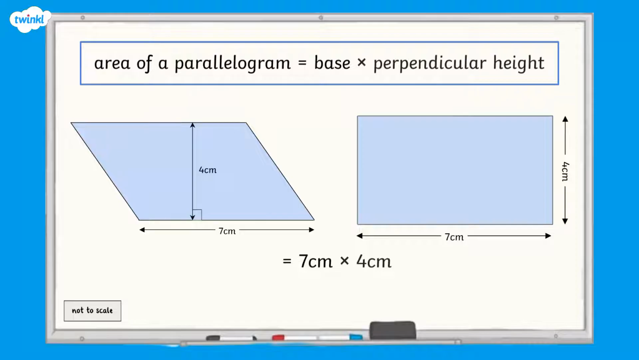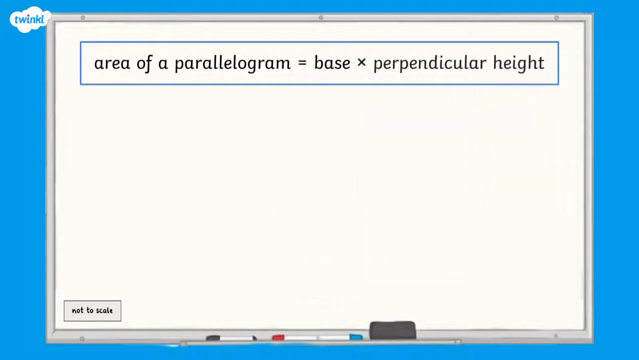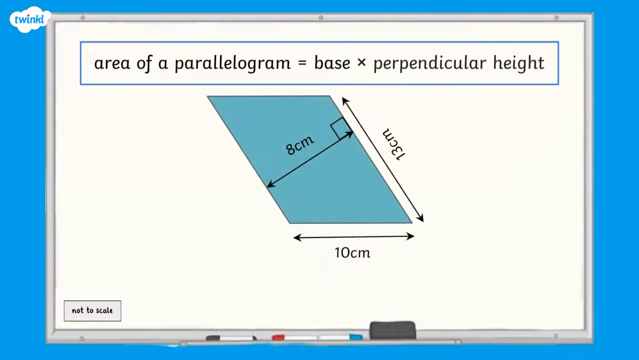7 centimetres multiplied by 4 centimetres equals 28 centimetres squared. We can apply this formula to any parallelogram. Sometimes it can be difficult to work out which measurements to use. When you've identified two lines that meet at a right angle, it might be useful to rotate your shape so that the lines are horizontal and vertical, like this.